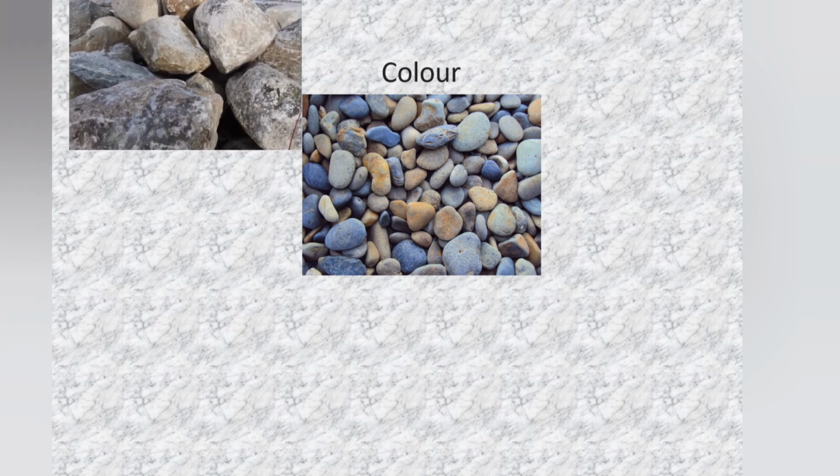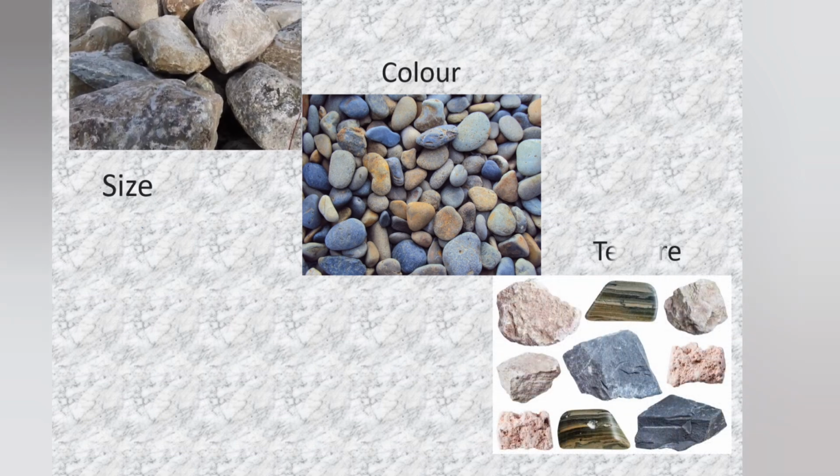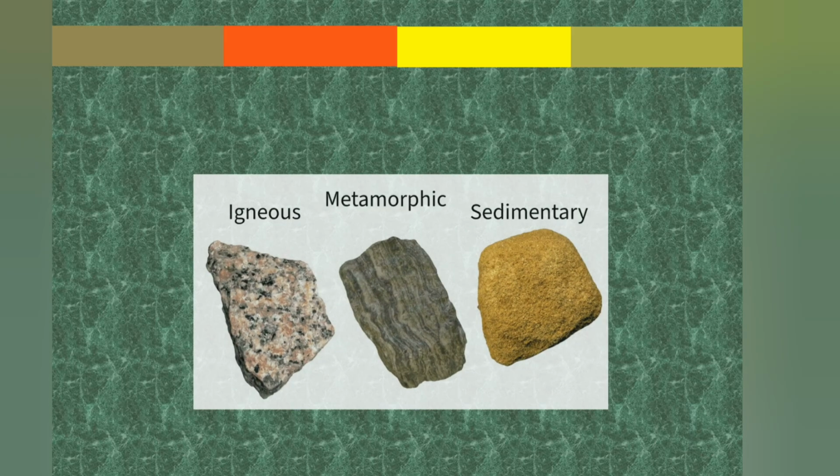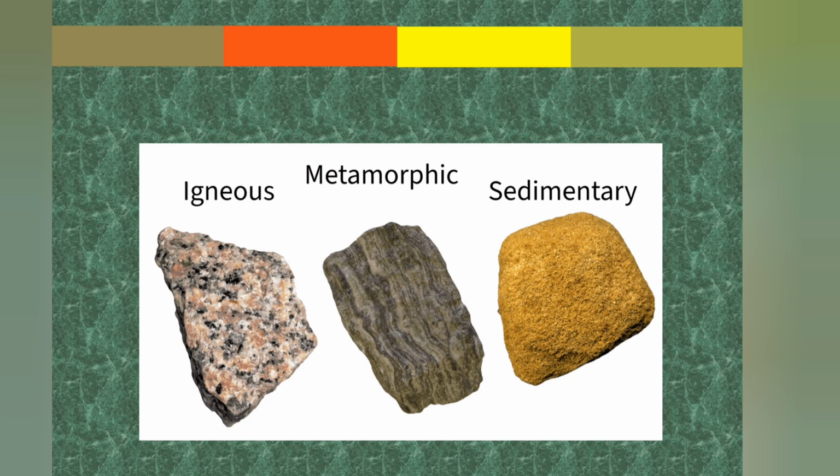Now, rocks can differ in their color, in their sizes, and also in their texture. There are three kinds of rocks which the Earth's crust is made up of: igneous, metamorphic and sedimentary rocks, which we'll be doing in detail.